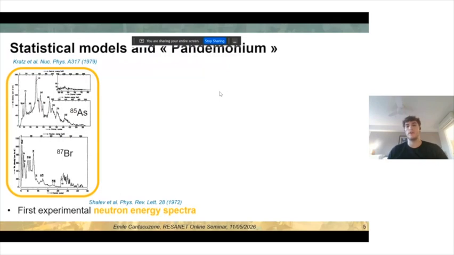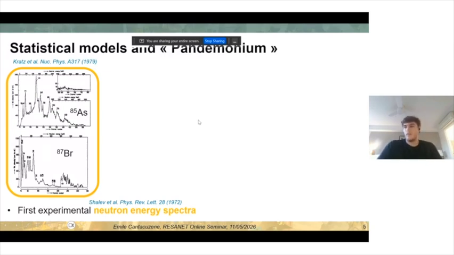And so before going to my own results, I'm going to take a step back in time and explain the different models that have existed to explain this process. If we go back to the beginning of the 70s, this is where the first neutron energy spectra were measured for this process. On the left here, I'm showing the 2 first neutron energy spectra linked to this process, and you can clearly see that there's a peak type of structure there.